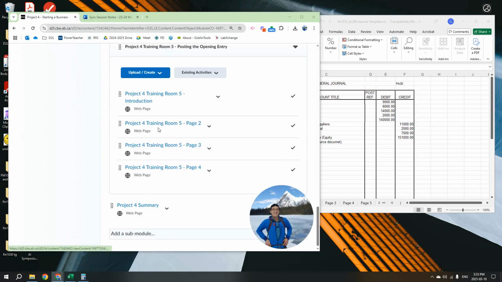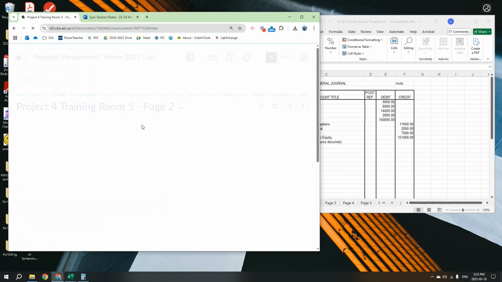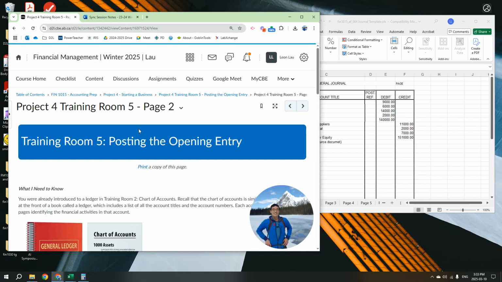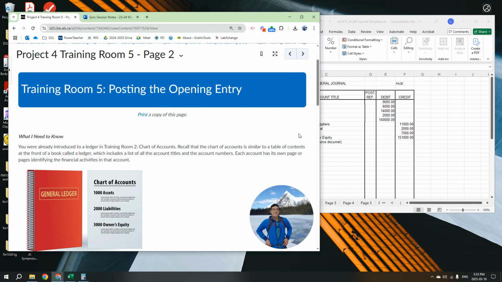Okay, nothing? All right. So the last training room in Project 4 is called posting the opening entry. And that means to take the information from our general journal and put it into a ledger.